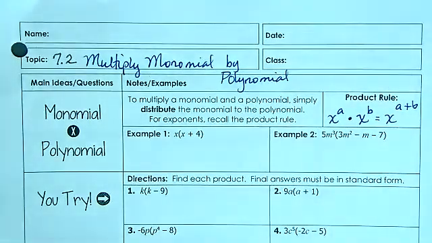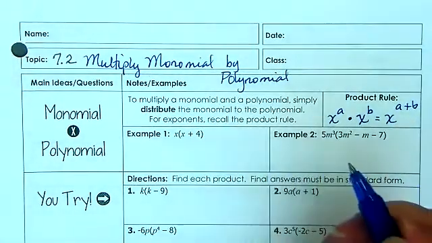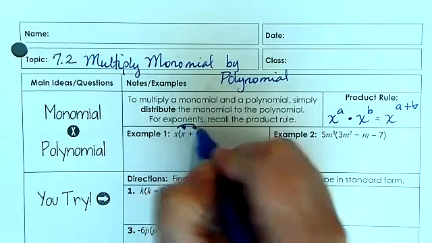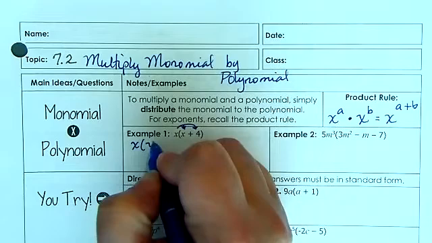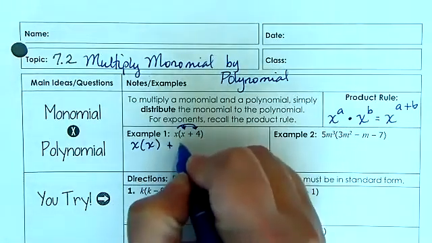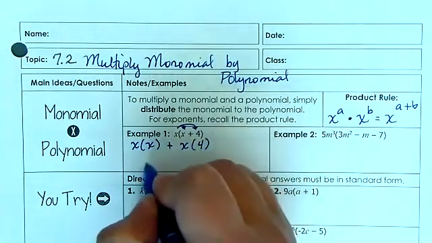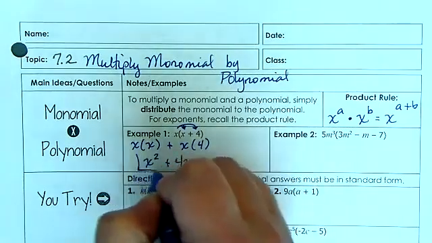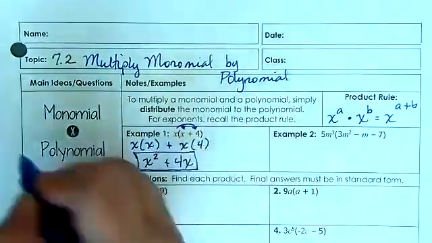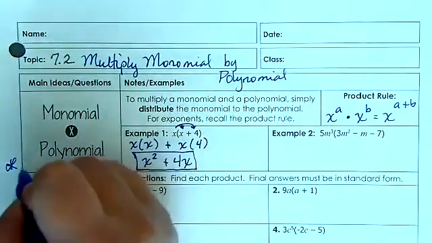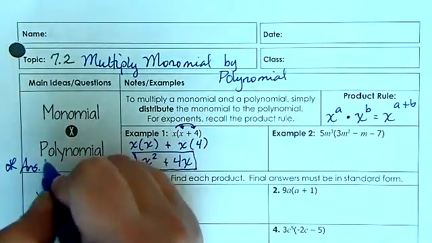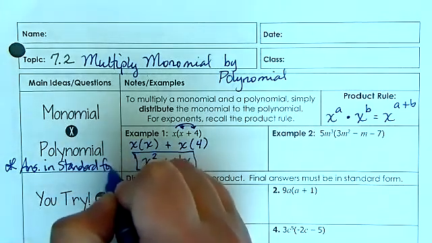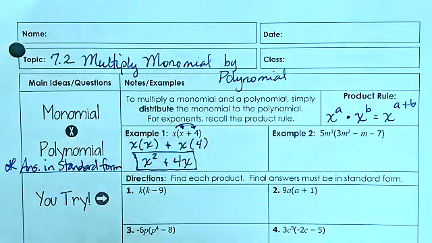Okay, so to re-show the distributive property here, we take the x and we're distributing it to everything inside. So that means I'm doing x times x plus x times 4, which gives me x squared plus 4x. And we always want this written in standard form, okay? Answers in correct standard form. All right, so this was the distributive property.